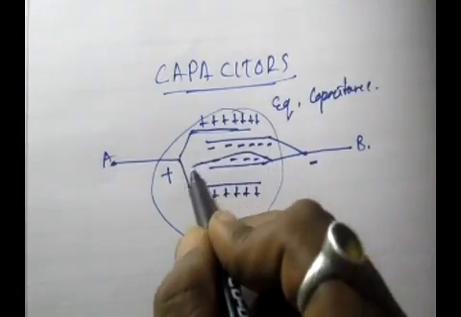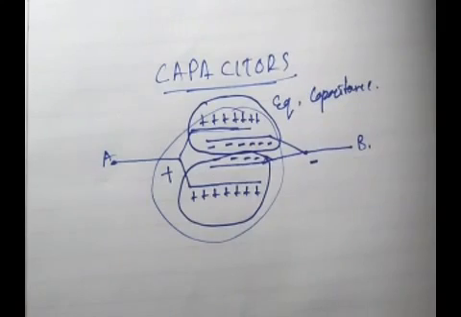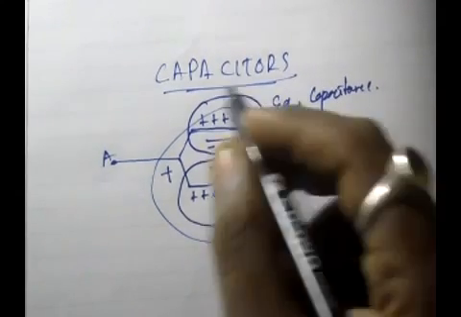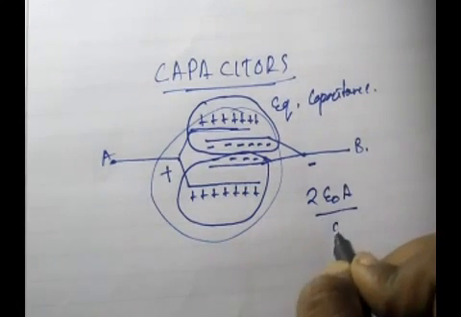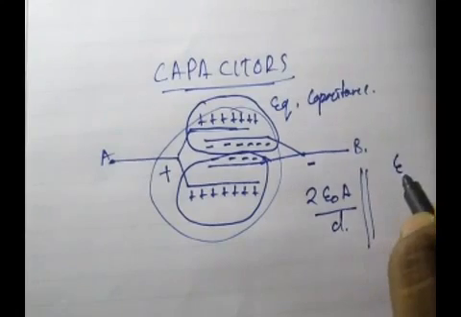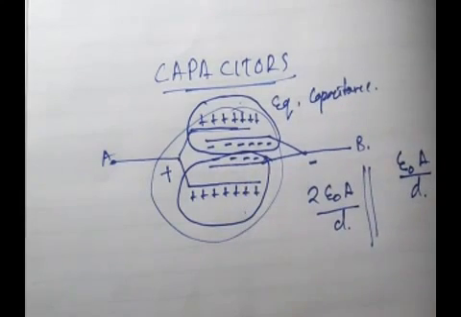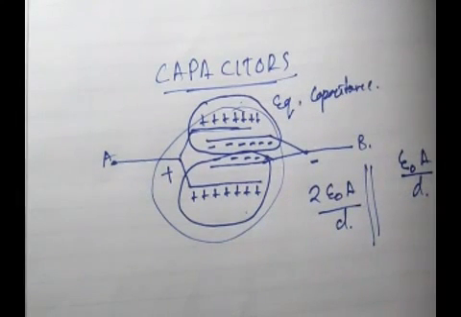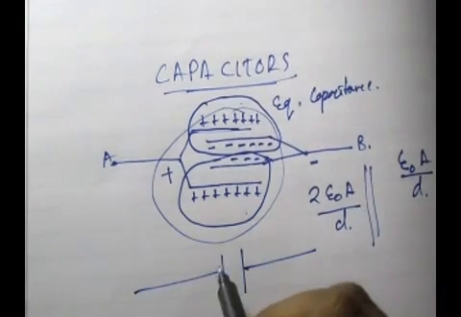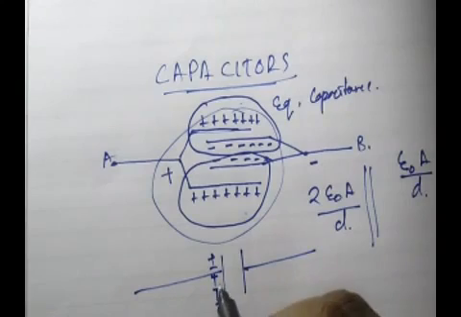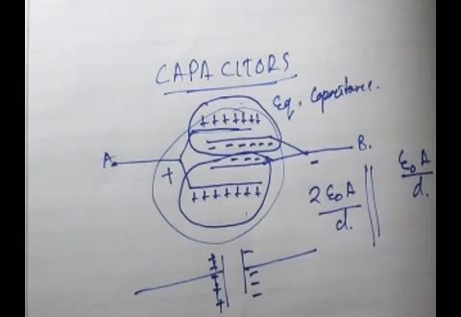Just see, this is one capacitor, this is another capacitor. So the equivalent capacitance of this whole thing comes out to be 2 epsilon naught A by D, because one capacitor is always epsilon naught A by D. Here it acts like two capacitors, so it is 2 epsilon naught A by D. You all know one capacitor is represented by plus plus plus and minus minus minus. So this can be easily calculated.